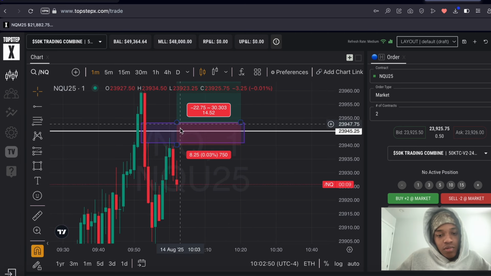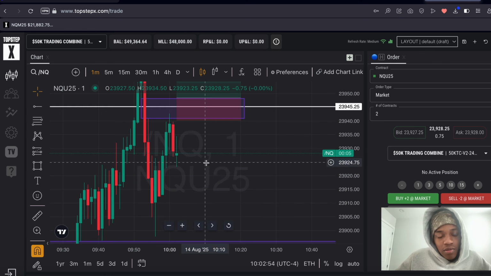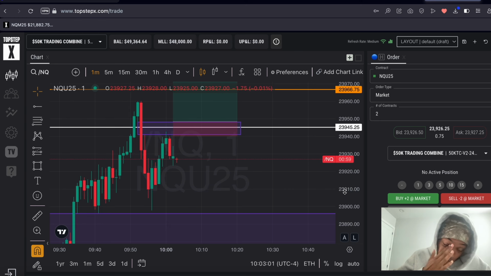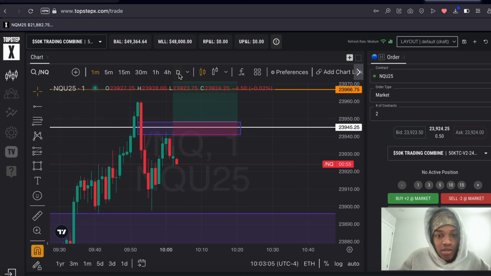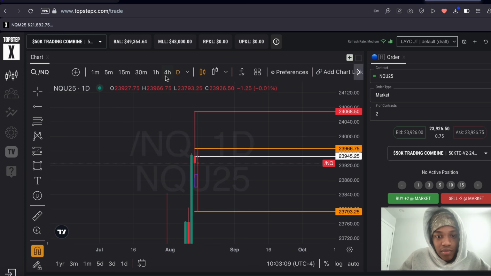Oh, it tapped the, dang, it tapped the fair value gap, but it came down lower. Depending on price action, we might have to maybe sort of scratch out buys, only because I think maybe the buy move might be over. But let's see.